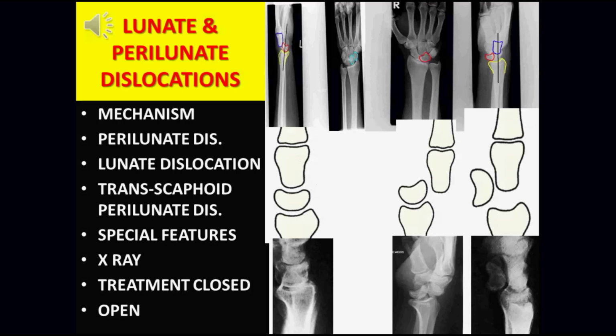The dislocated lunate is tilted forward and is displaced in front of the radius, while the capitate and metacarpal bones are in line with the radius. With perilunate dislocation, the lunate is not displaced forward. Treatment: closed reduction is first tried. If it fails, we go for open reduction. Complication: avascular necrosis can occur, especially to the lunate bone.